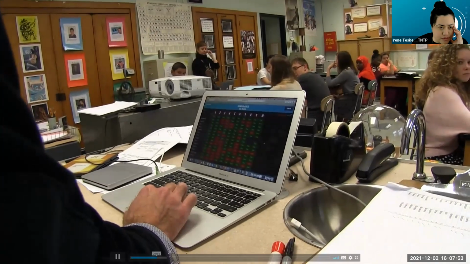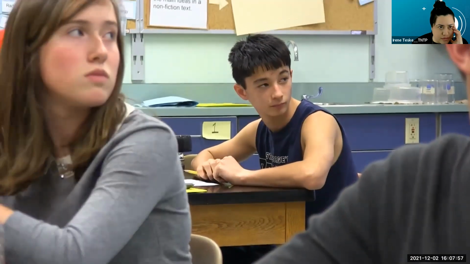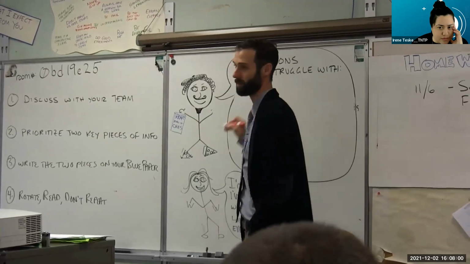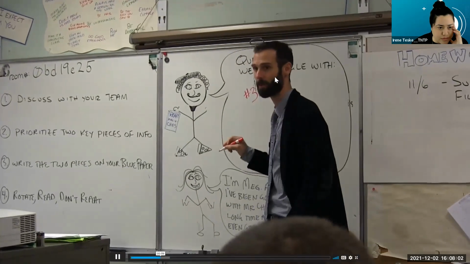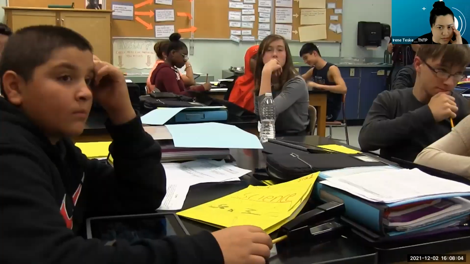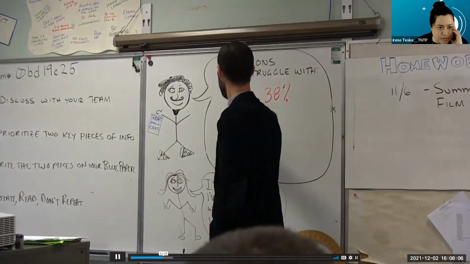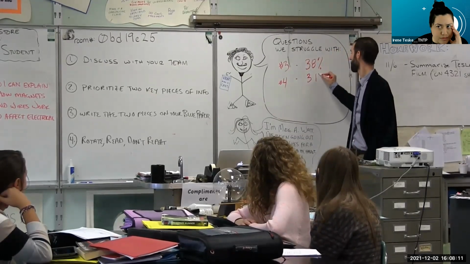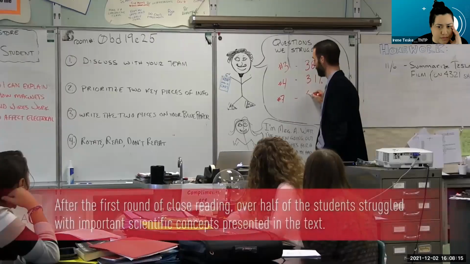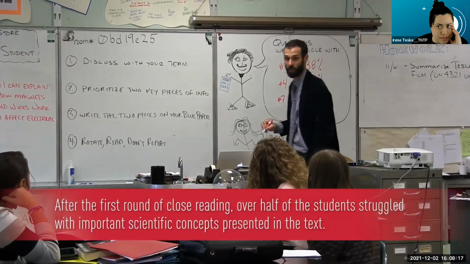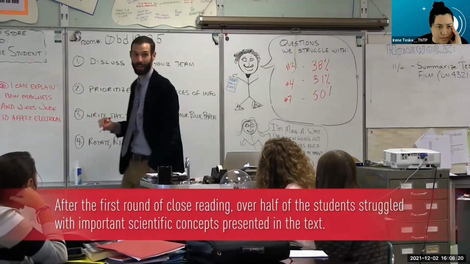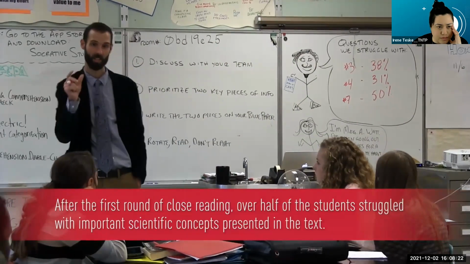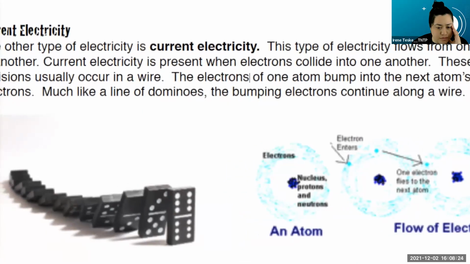Hey, so this is really interesting. My side of the app tells me which questions you struggled with the most. Question number 3, which was about the difference between volts and amps, only 38% of people got it right. Question number 4, only 31% of people got it right. Question 7, only 50% of people got it right. So that tells me our areas of weakness are that section from the text about current electricity.